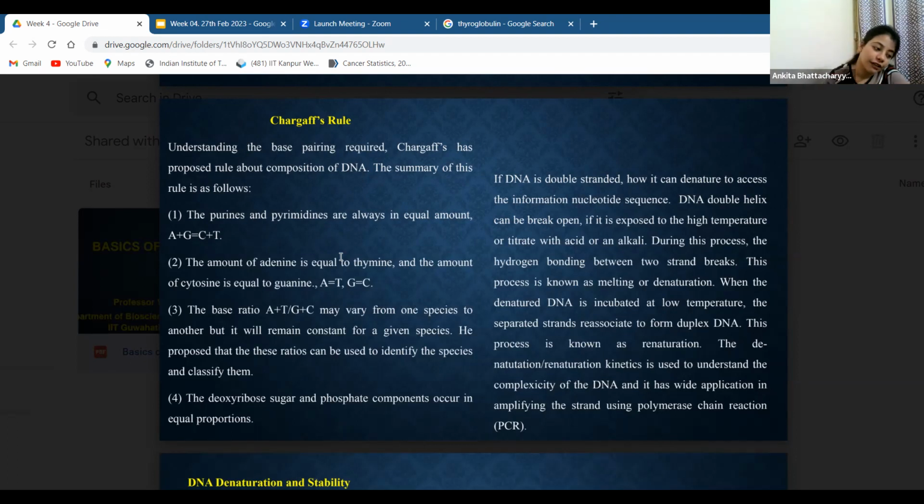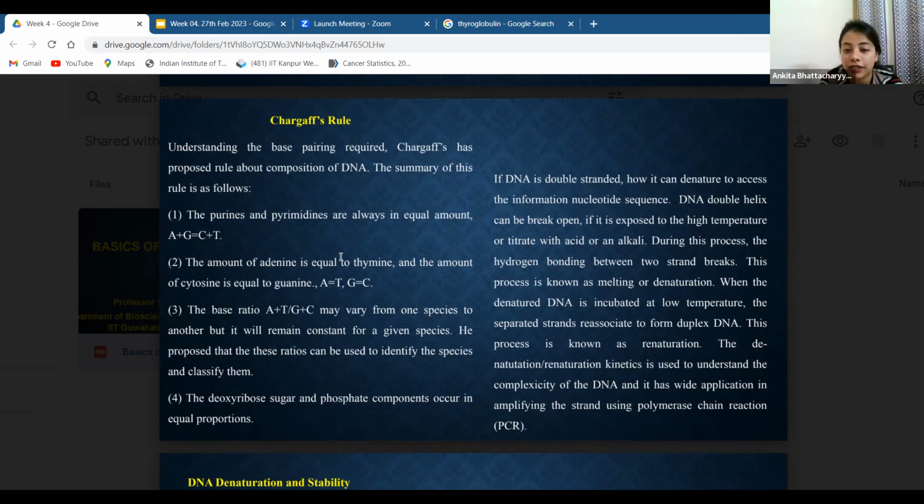While for different species you might find a difference in the ratio of the bases, for one given species it always remains constant, and you can use this property to identify the species and use it in the process of classification, as we have previously discussed. And the sugar, nitrogen base, and phosphate components are always present in equal proportions. So that was still Chargaff's rules.